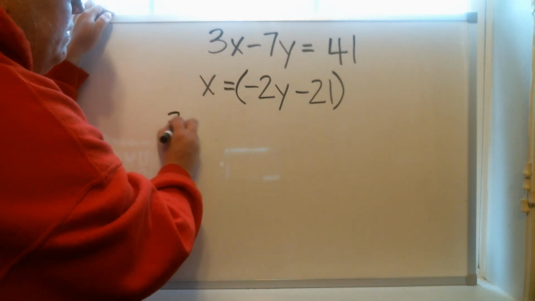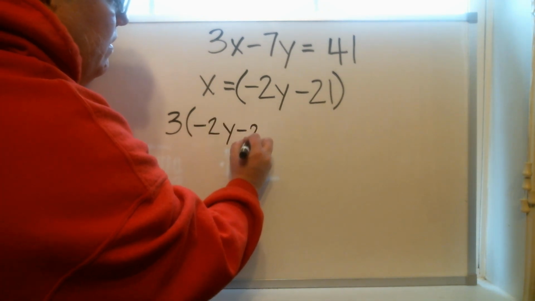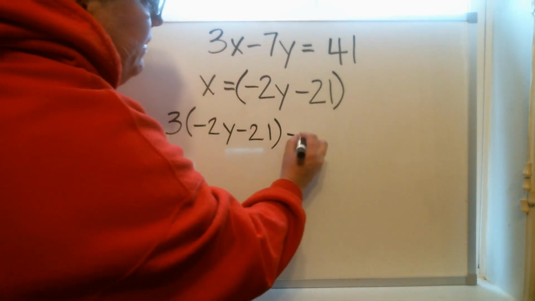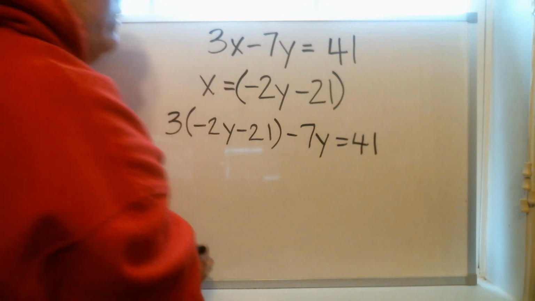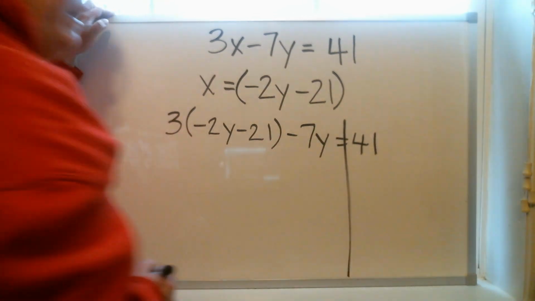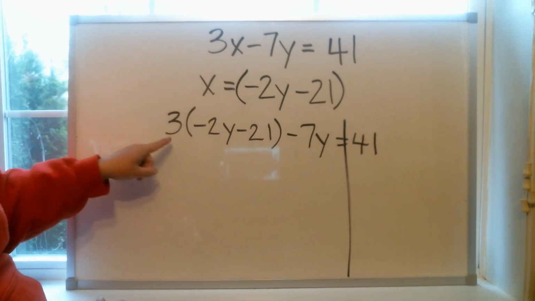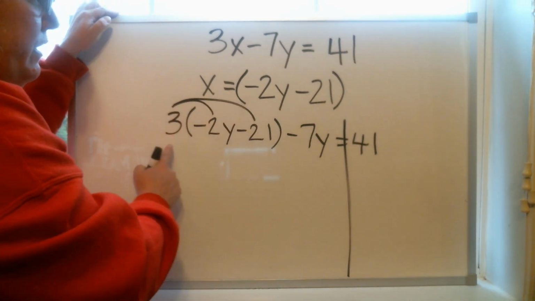So 3 parentheses, negative 2y minus 21, minus 7y equals 41. Okay, so now I'm left with an equation to solve that just has all y's in it. Now I've got this 3 here that I need to distribute. So I'm going to distribute the 3.